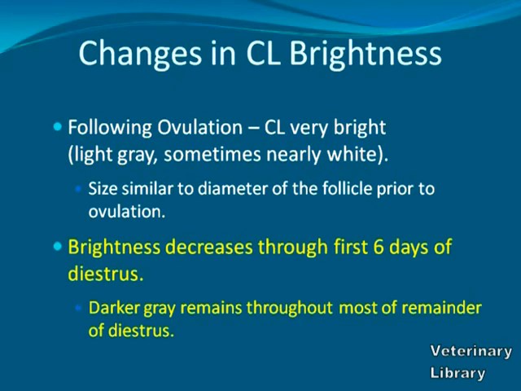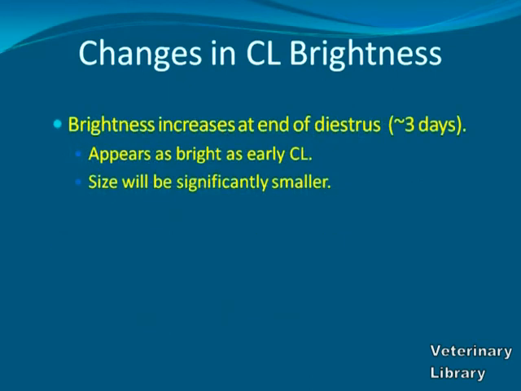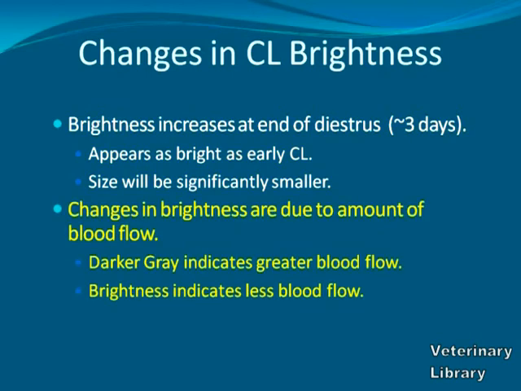The brightness decreases through the first 6 days of diestrus, becoming a darker shade of gray. This darker shade of gray remains throughout most of the remainder of diestrus. The CL becomes brighter again during the last few days of diestrus. It will appear as bright as the early CL, but the size will be significantly smaller. These changes in the brightness of the CL are due to the amount of blood flow to the CL. The darker gray indicates greater blood flow, and the brightness at the beginning and end of diestrus is due to less blood flow.